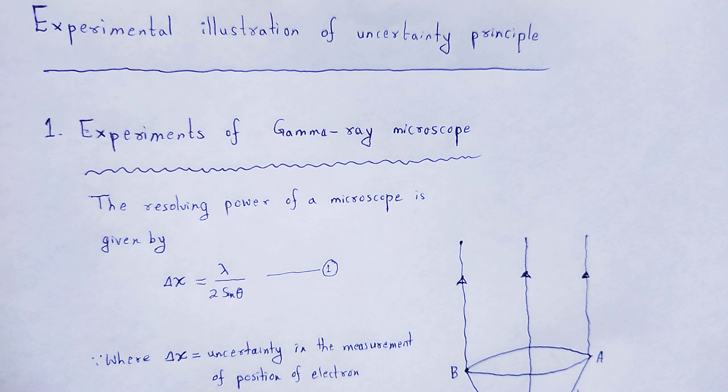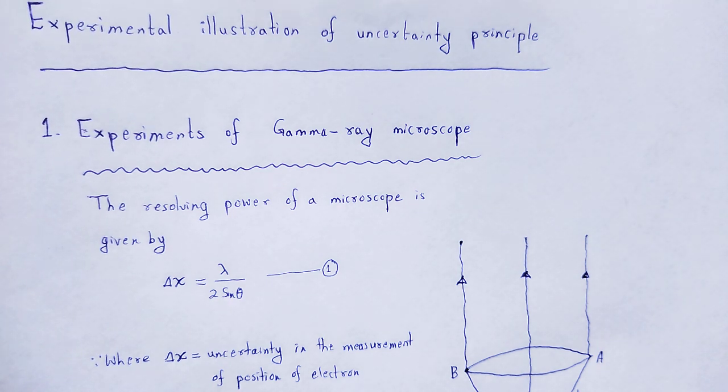In this video, we are going to discuss experimental illustration of the uncertainty principle. Two illustrations: one is the experiment of the gamma ray microscope, and another one is diffraction of a beam of electrons by a single slit. Let's begin.